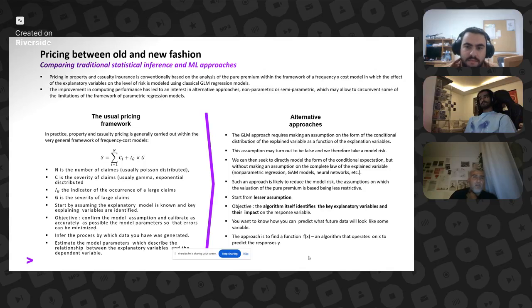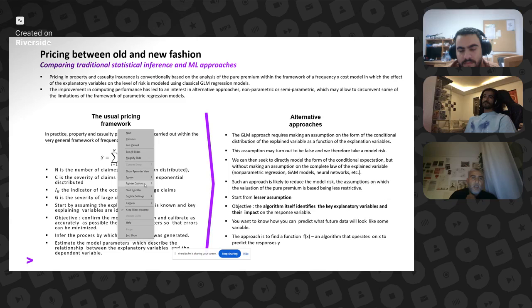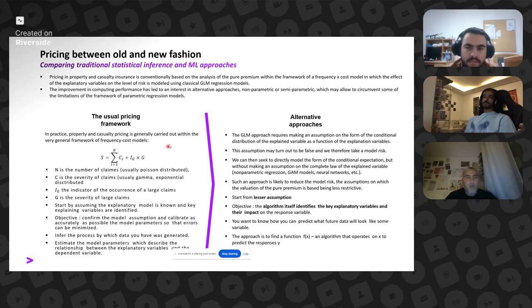Just a small comparison with the classical way we do the pricing in the P&C area. I think you are all familiar with this kind of model, in which S is equal to the claims cost, which is the sum for i equal to 1 to n of the cost of individual claims, plus a kind of indicator of occurrence of a large claim, and so on. This is the usual model that we use in order to calibrate the risk premium.